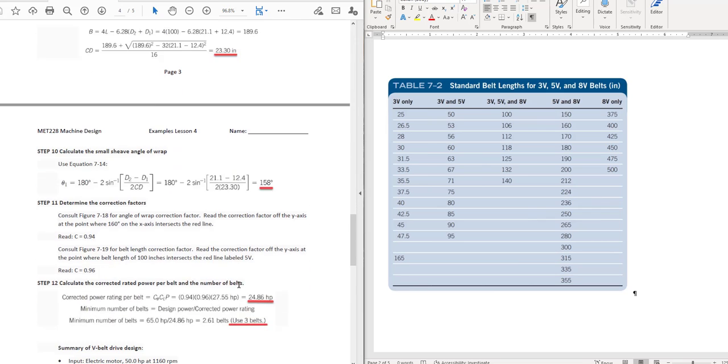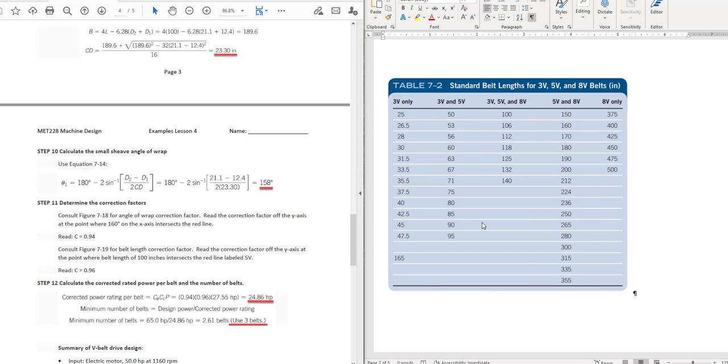Now, coming down to the last 3 steps. Step 10 is to calculate the small sheave angle of wrap, and we're going to use equation 714 to do that. Again, it's just based on the geometry. This is how far the belt wraps around the smaller sheave, and we need that for a correction factor in step 11. So let's go ahead and calculate. Our angle of wrap around the smaller sheave is 158. Then we're going to go to step 11.